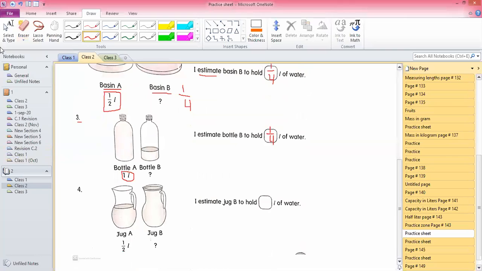Now we will come to question number 4. Jug A and jug B. Look, guys, this is jug A, this is half liter. And look at jug B, it is full. Can you tell me how much water is there in jug B? Very good, Ammar. Ilyas, very good. How many liters of water are there in jug B? Sharif Ahmad, very good.